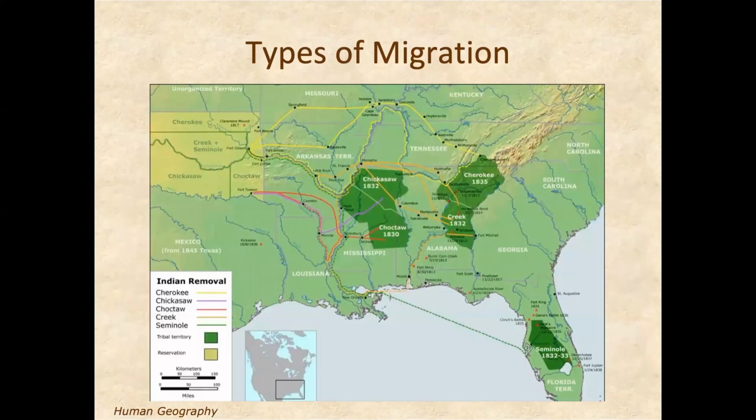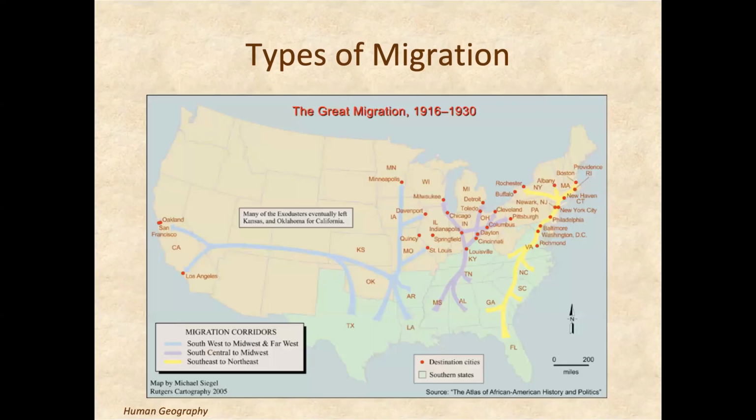Other types of migration, we'll get into that. Here's the Trail of Tears. And I think I may have mentioned this previously, the idea of Native Americans that were forcibly moved out of Florida and the Southeast US into what we call Oklahoma today. Okay, and other migrations out of the South into what we call the Iron or the Rust Belt in Indiana, Ohio, Michigan, and Pennsylvania. And of course, the Northeast: Richmond, Baltimore, Washington, Philadelphia, New York, into Boston, and so on.